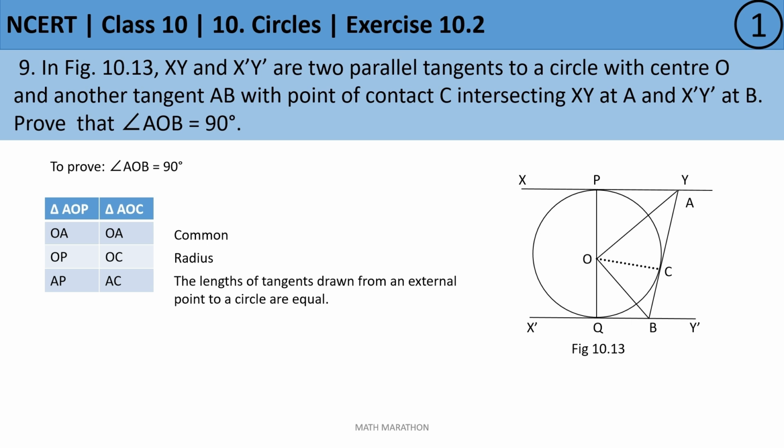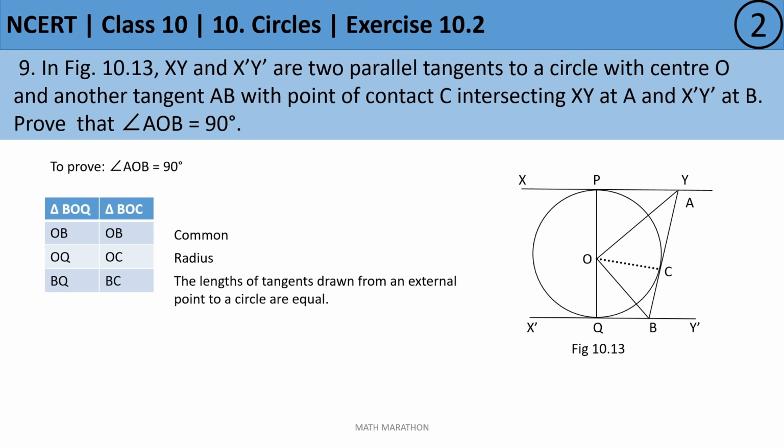AP and AC are equal, because the lengths of tangents drawn from an external point to a circle are equal. Triangle AOP and triangle AOC are congruent triangles. Angle AOP is equal to angle AOC, because in congruent triangles angles are equal.